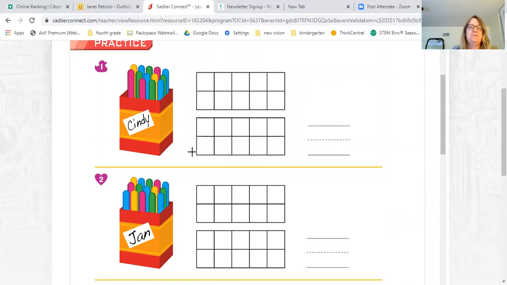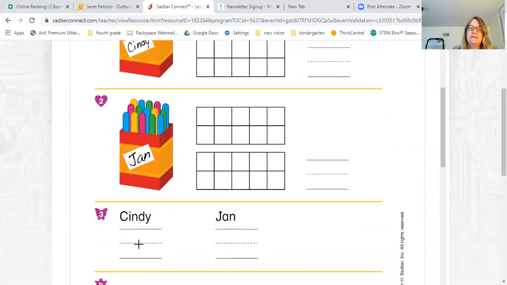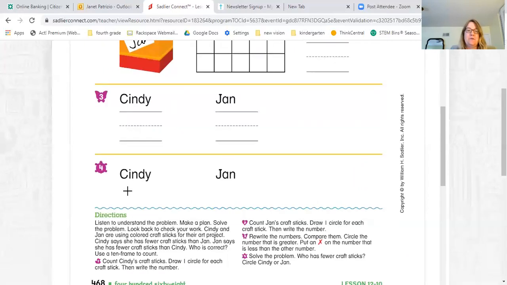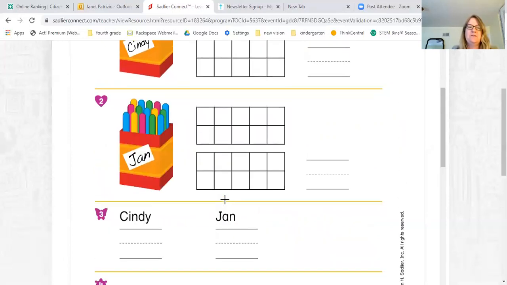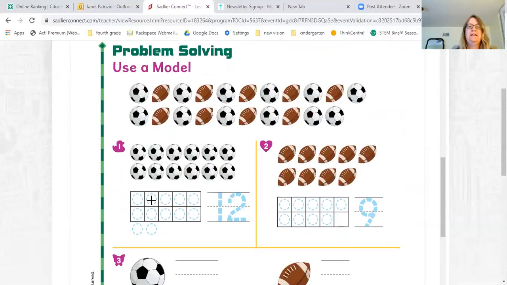So you will draw your counters and write the number for Cindy. You will do the same for Jan. Draw your counters for Jan and rewrite the number. How many did Cindy have? How many did Jan have? Then circle Cindy if she was correct. If Cindy had fewer craft sticks, fewer is smaller, or circle Jan's name if Jan did. So that is what you're going to do for this page, and this time it's a sports thing. And what we're using as a model is our 10 frame.